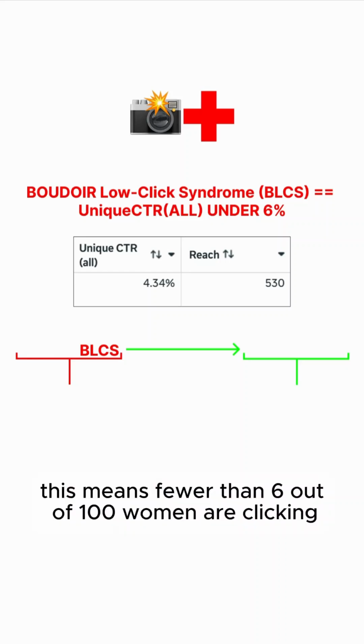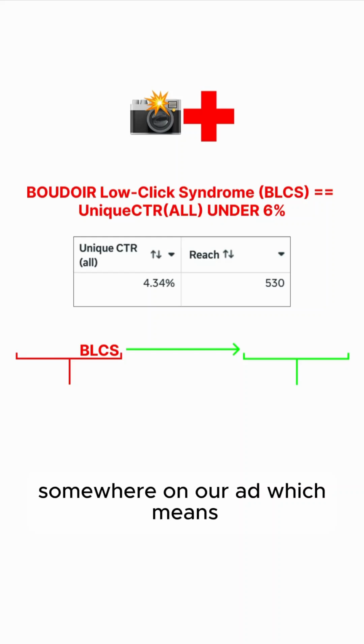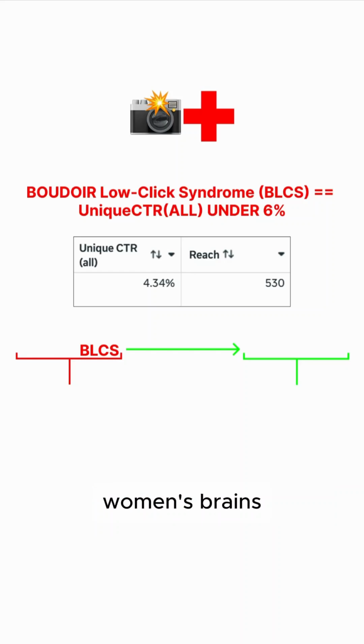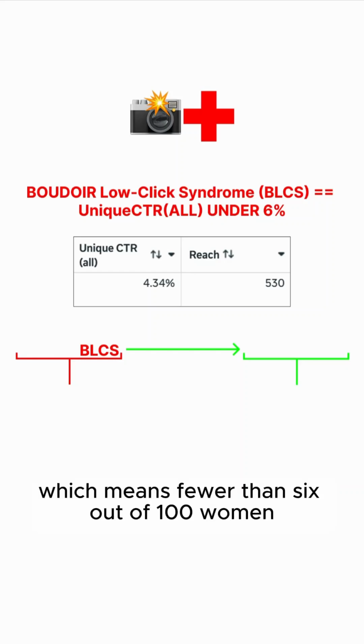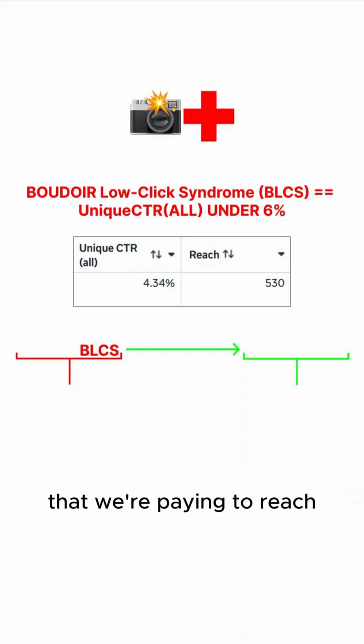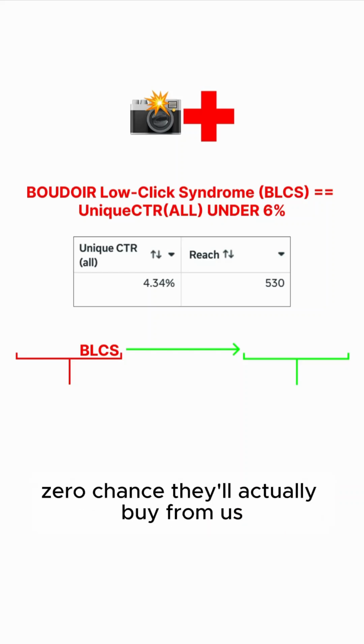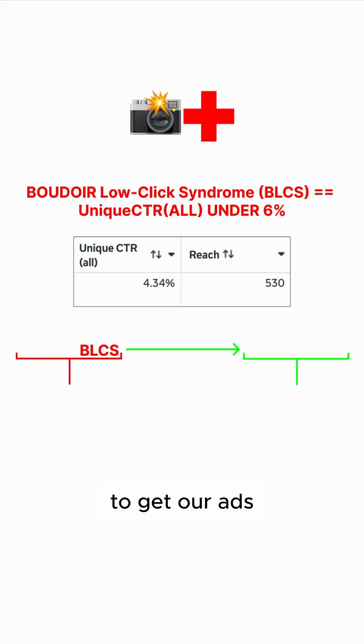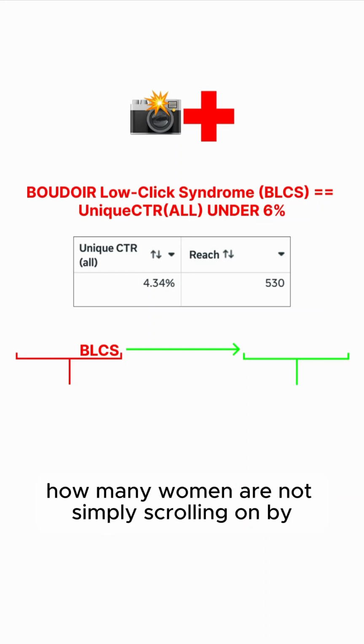6%. This means fewer than 6 out of 100 women are clicking somewhere on our ad, which means our ad is getting into fewer than 6 out of 100 women's brains, which means fewer than 6 out of 100 women that we're paying to reach have even a non-zero chance they'll actually buy from us. So we gotta get this number up as high as possible to get our ads into the maximum number of women's brains as possible. Because basically this means how many women are not simply scrolling on by.